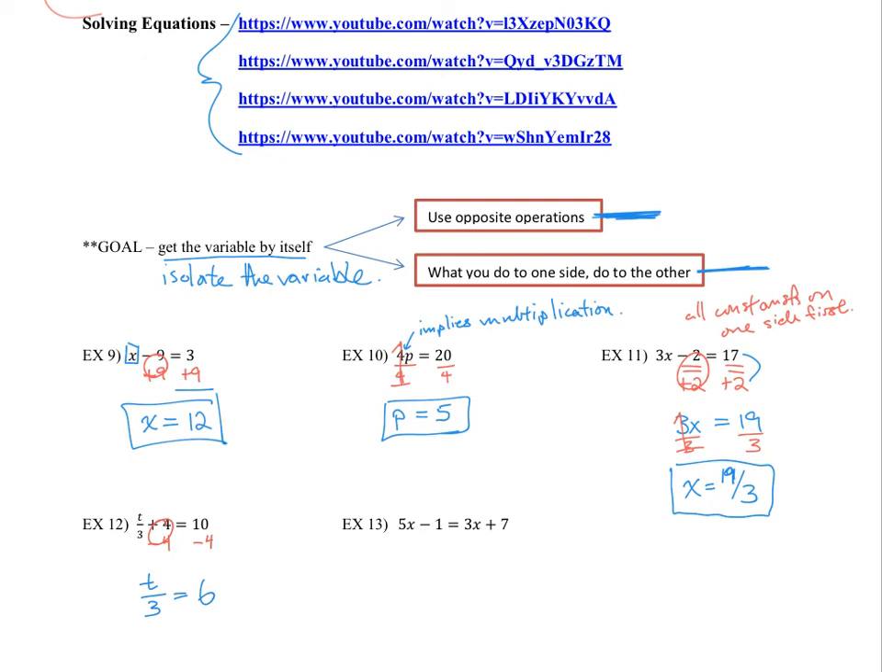Now this one's a little bit different because I said it already, t divided by 3. Most people say t over 3, and that's fine too, as long as you understand that the over means division is happening. So to get rid of a division, I'm going to multiply by 3. And when you multiply by 3, these 3's will cancel or reduce into a big fat sideways 1. So that leaves me with t equals 3 times 6 is 18.